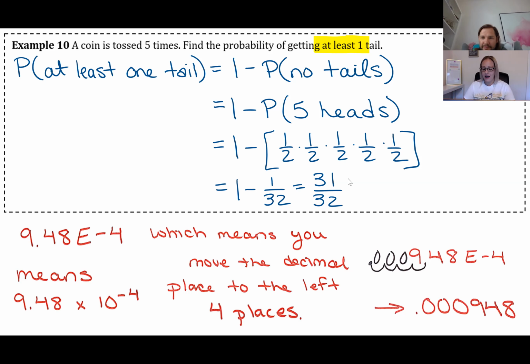Again, just keep in mind, probability cannot be a number larger than 1. If you don't notice the E on the calculator, hopefully you'll notice that 9.48 is a ridiculous answer for a probability, and hopefully that'll train you to go look and ask, was there an E on my calculator? Okay. Thank you, Karen. And I think that's it for this section.